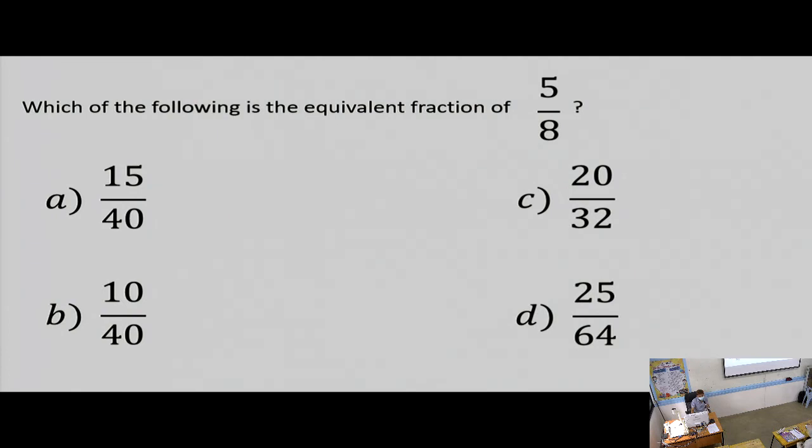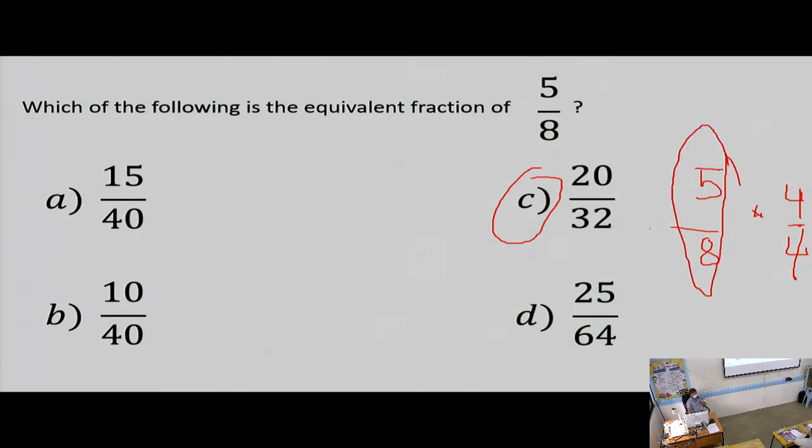Okay, the answer is letter C, because this is 5 over 8 times 4 over 4. 5 times 4 is 20, 8 times 4 is 32. Okay? But still, they are both equivalent fractions. Okay? Next.